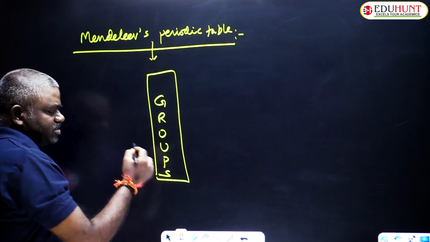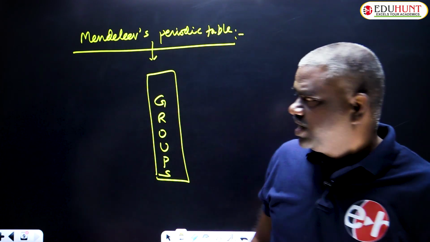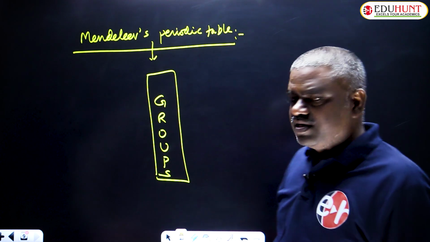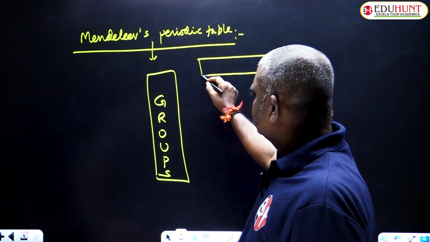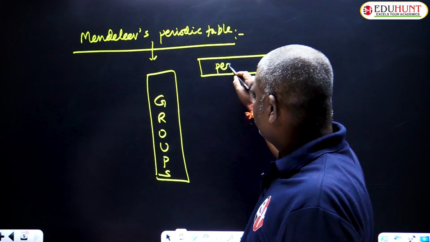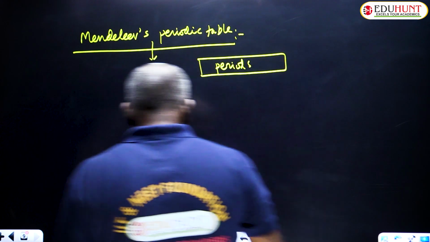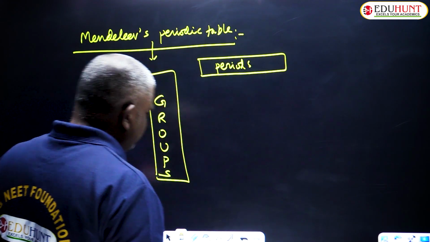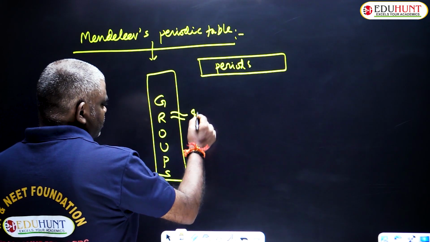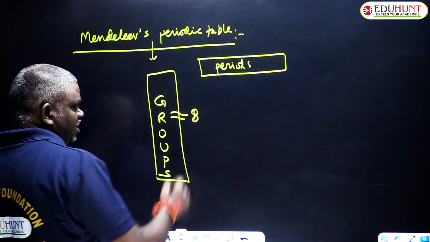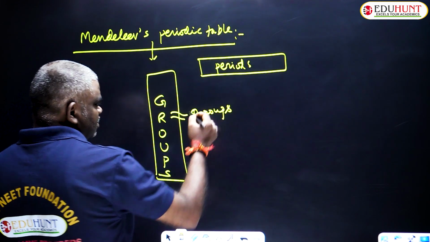Groups or families. According to Mandeleev's periodic table, the vertical columns are called groups and the horizontal rows are called periods. There are 8 groups present in Mandeleev's periodic table, 8 groups before the discovery of noble gases.